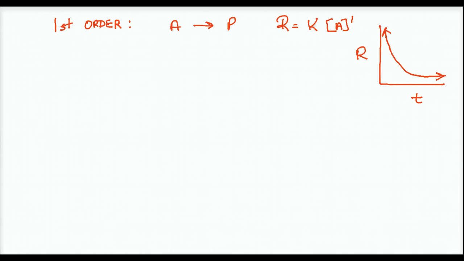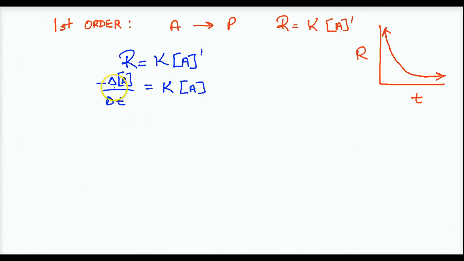Let's get back to this. R is equal to k times A to the 1. Well, what else is it equal to? As we talked about before, it's also equal to the negative, or the disappearance, the change of the concentration of A over the change of time equals k times A. All right, let's make these changes infinitely small compared to each other. Let's make them differentials. So negative dA over dt equals k times A here.